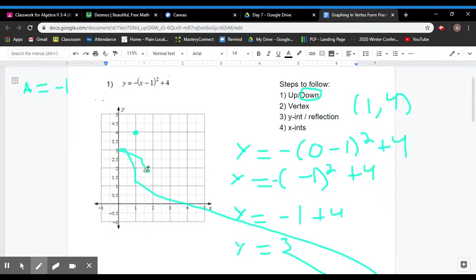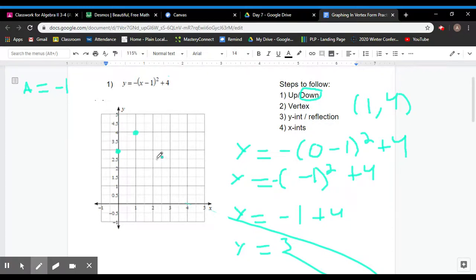So, whoops, what is going on? Get rid of that. Don't know why that happened. So the y-intercept is 3. I don't know why my mouse isn't working here. All right, so y-intercept is 3.